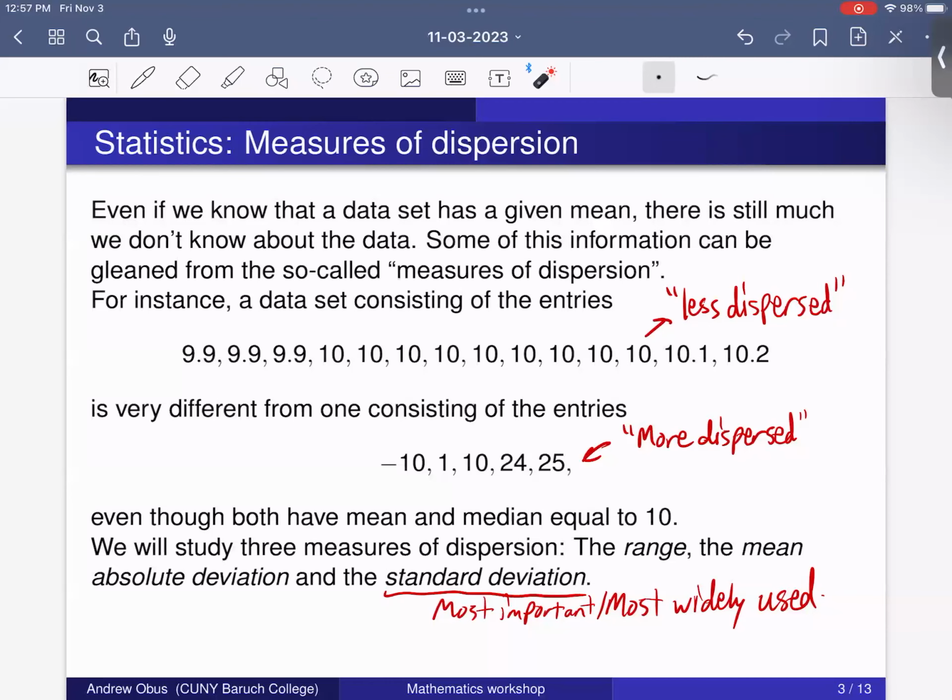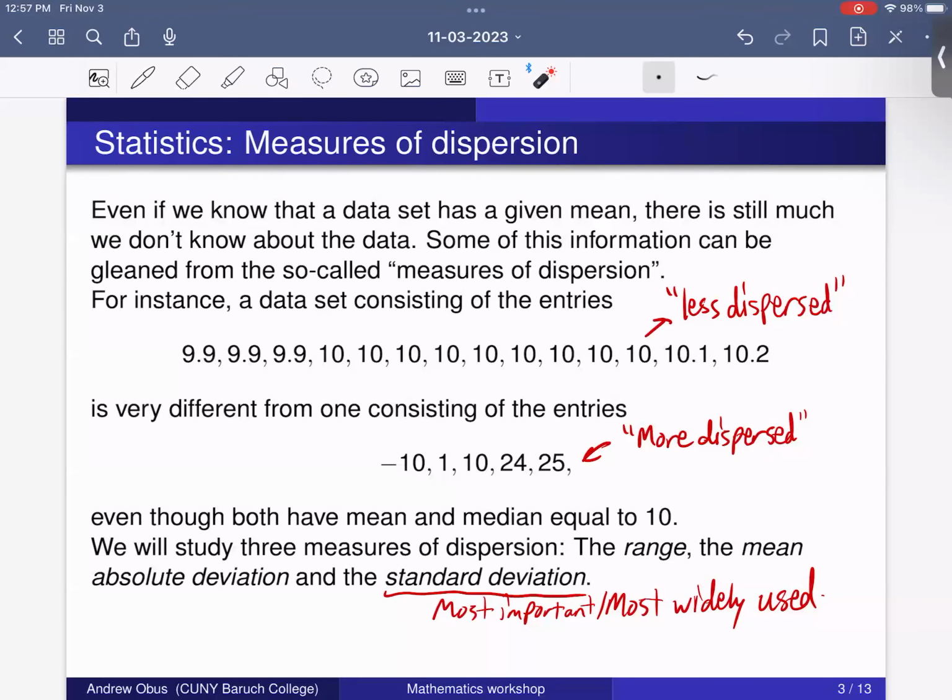And so the reason I'm saying this is that these two sets look different, even though they have the same mean and the same median. So we need other measures that are going to be able to tell us the difference between a data set like this and a data set like this. And these are what are called the measures of dispersion, and the first one is the range. So I'm not sure, does this answer your question or not?